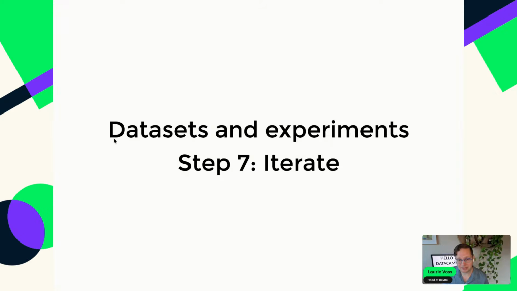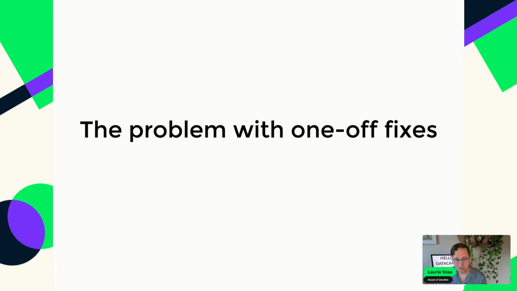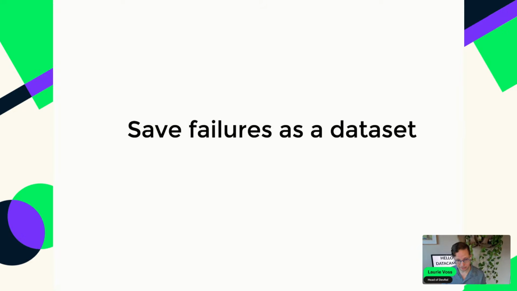This brings us to step 7, which is datasets and experiments. This is how you close that loop that I was showing you earlier. The problem with one-off fixes is you found some failures, you've read the explanations, you know what to improve, so you change the prompt, and then what? How do you know that your fix actually worked? How do you know that it didn't break something that was working before? If you just run the agent again on a couple of examples and eyeball it, then you're going back to vibes. What you need is a structured way to compare before and after your changes, and that is what experiments in Phoenix are for.